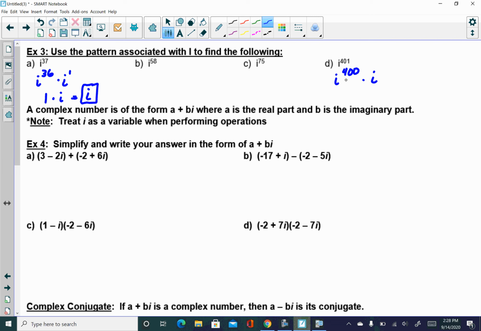So I to the 400th, we know 4 times 100 is 400. So this is a multiple of 4. So this is just 1 times I. So that gives me I. Final answer. They're not always I. I should have pointed this out on the previous page.